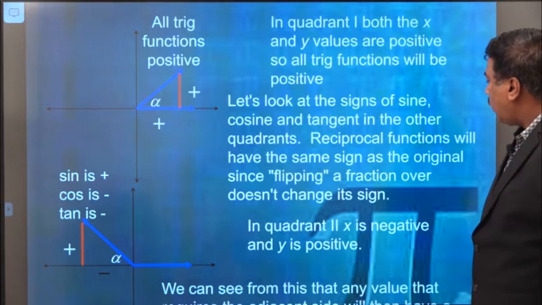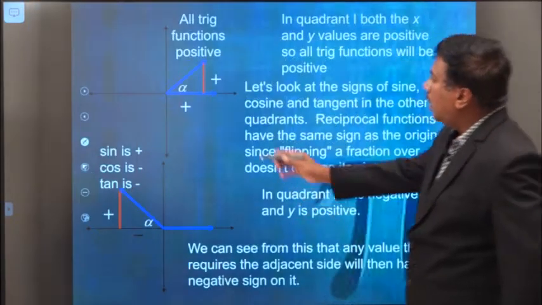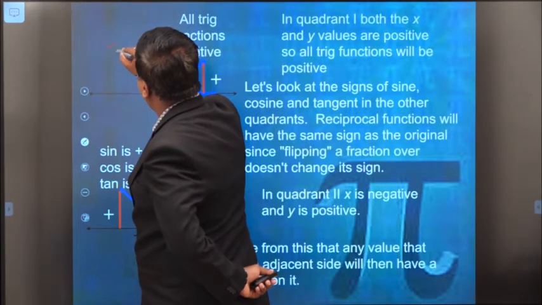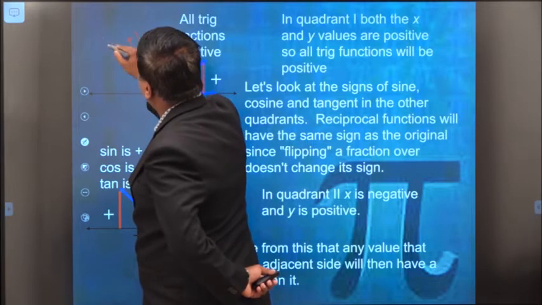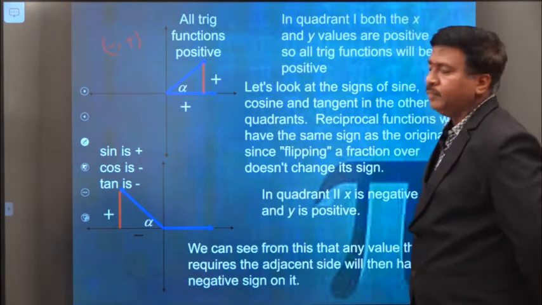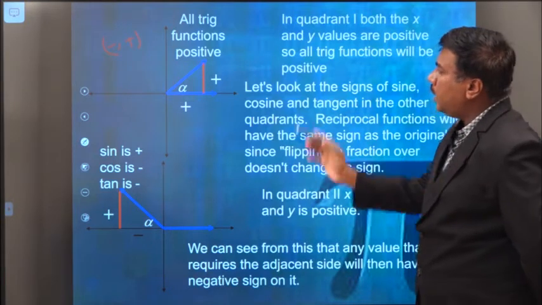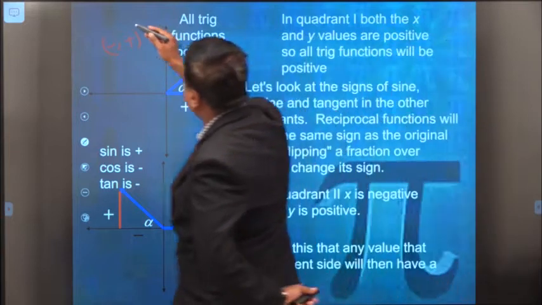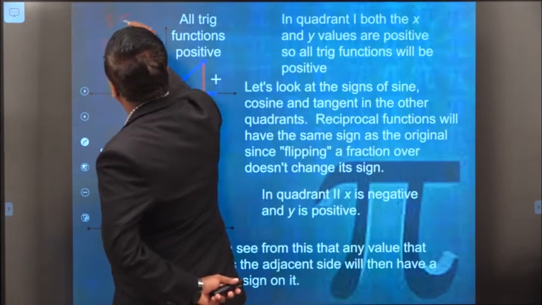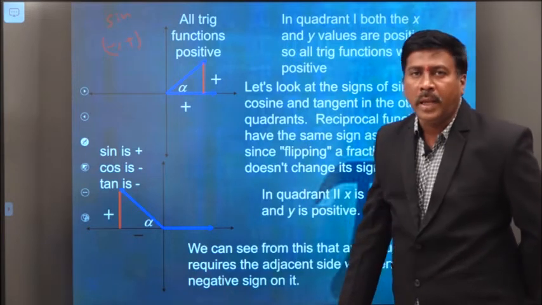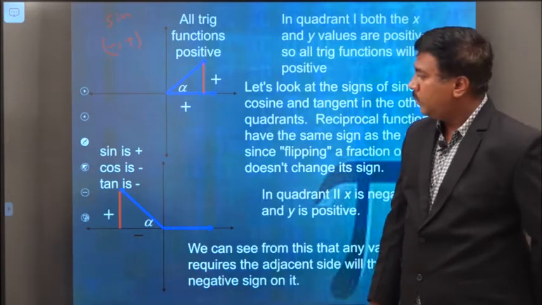In the second quadrant, x is negative and y is positive. Therefore, sine and the reciprocal of sine, cosecant theta, are both positive, and the remaining functions are all negative.